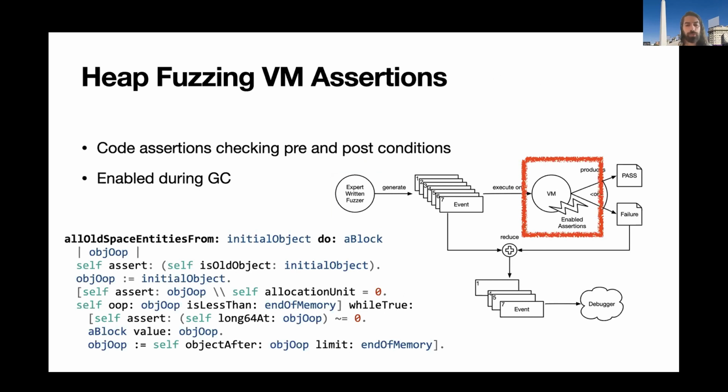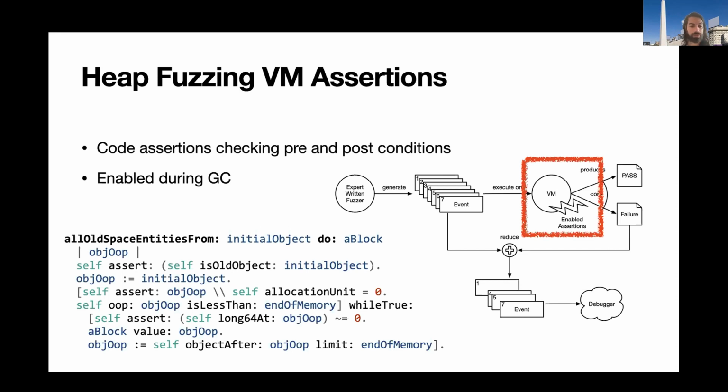Here, for example, you have a piece of code that is iterating all the objects in the old space from an initial object and doing a block. So it's executing a block for each object that it finds since the initial object. If you check between the lines, it is taking the initial object, and then until it is at the end of the memory, it will take the next object and the next object and the next object and so on, executing the block for each object that is found.